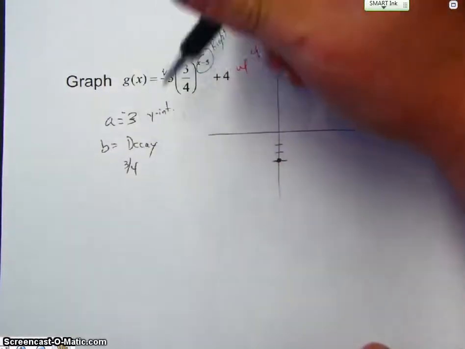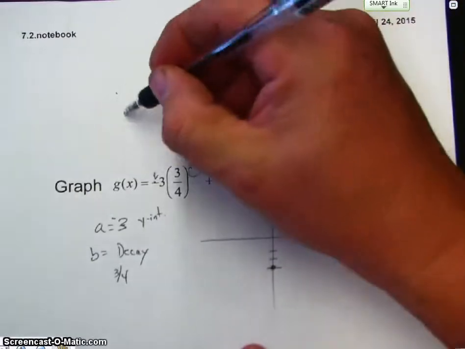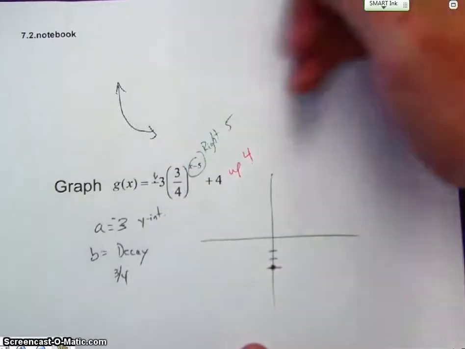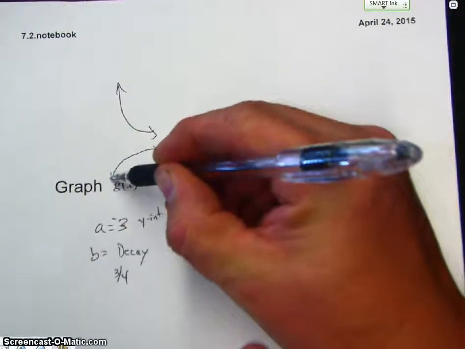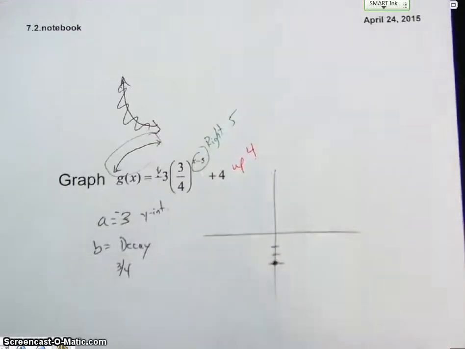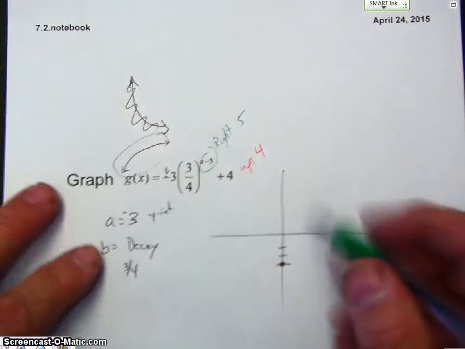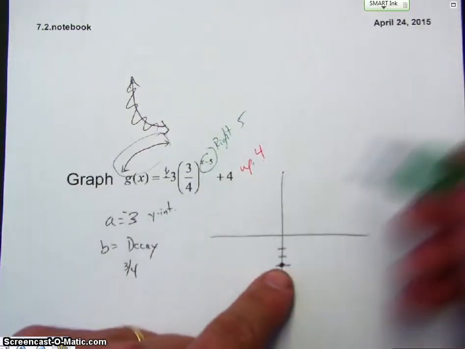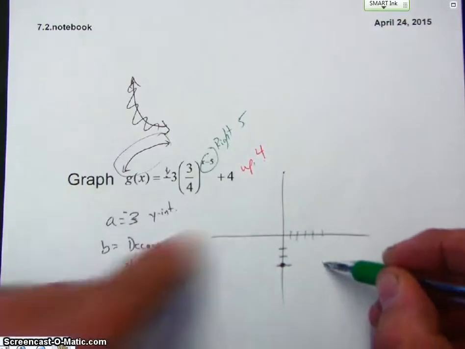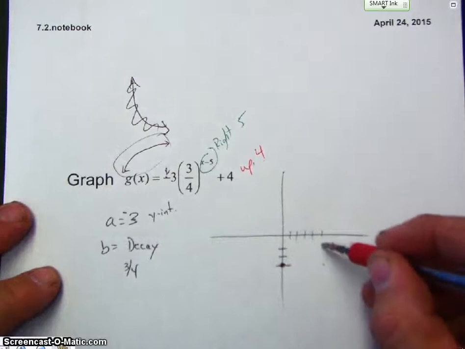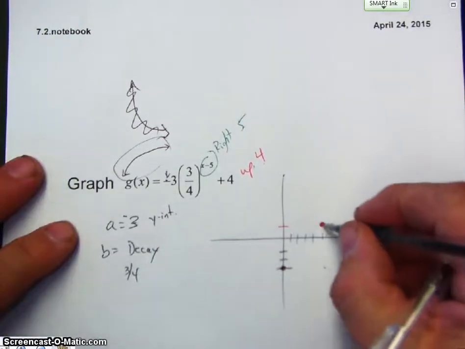Now what happens is, since A is negative, for decay, let me bring this down. Decay, our graph will look like this. But since it's negative, it's a reflection. So in other words, it's now going to look like this. All right, so what I'm going to do now is apply these transformations. I'm going to go right 5. It doesn't matter which one you do first. 1, 2, 3, 4, 5. So it's here. And at this point, I'm going to go up 4. So 1, 2, 3, 4. So here's the new point, right there.